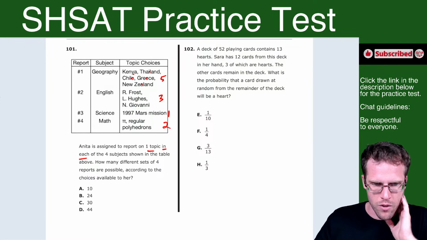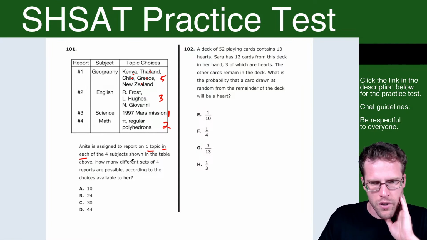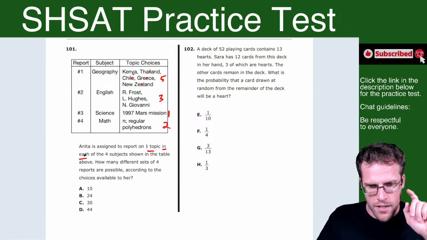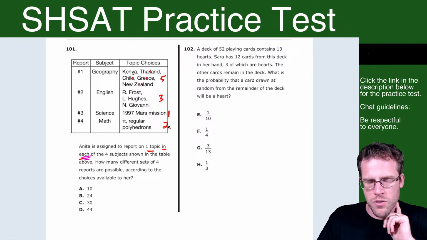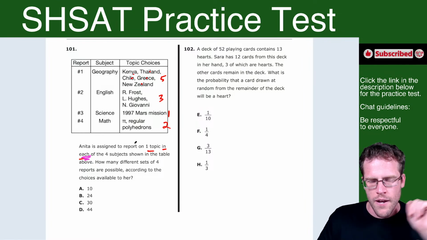So now let's think about the question here. How many different sets of 4 reports are available according to the choices available to her? Okay, remember, she has to report on one topic in each of the 4 subjects. So someone might do 5 plus 3 plus 1 plus 2, which is not an answer choice. All right, that's cool. That was nice of them.